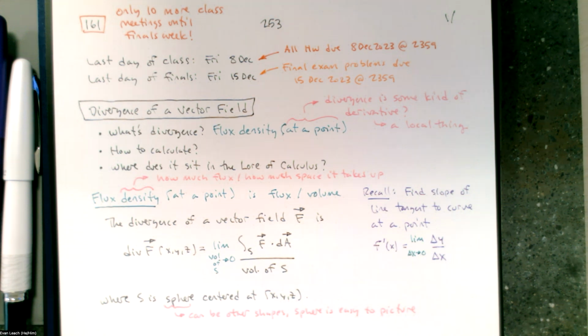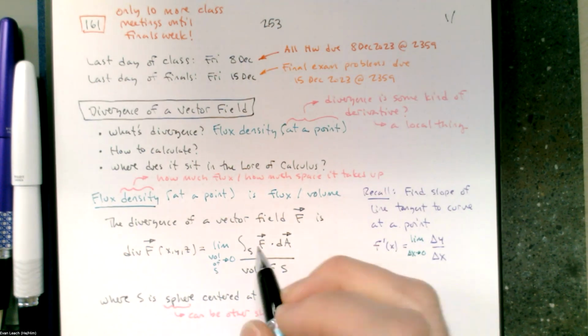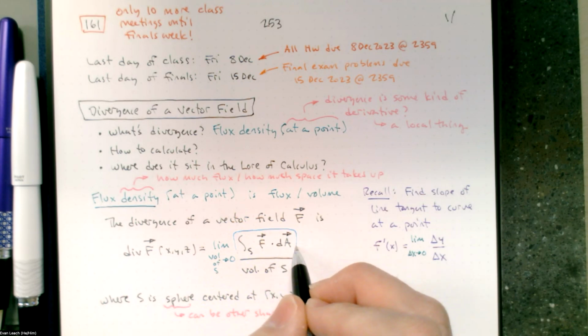So this derivative business has always been about some kind of density, where the space that the change takes up is dropping to 0. We have to use this flux integral for the numerator because that's how we calculate how much flux we get through a surface. So this numerator is the flux of the vector field through the surface S.